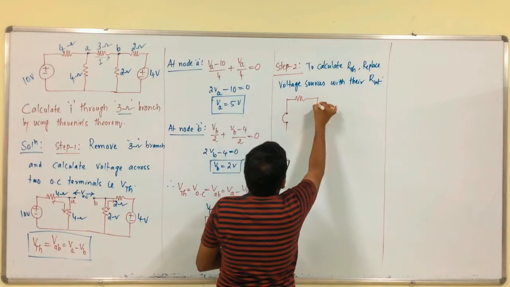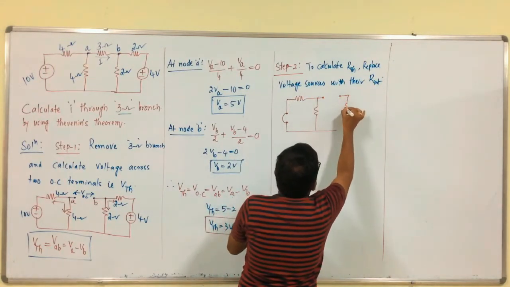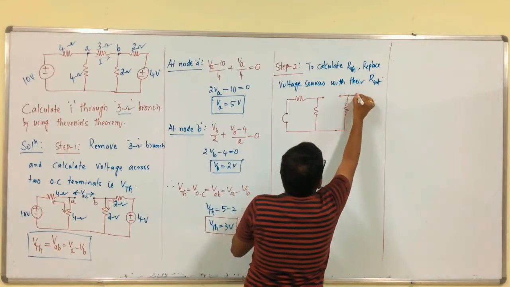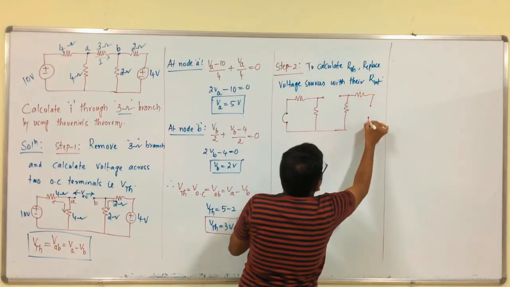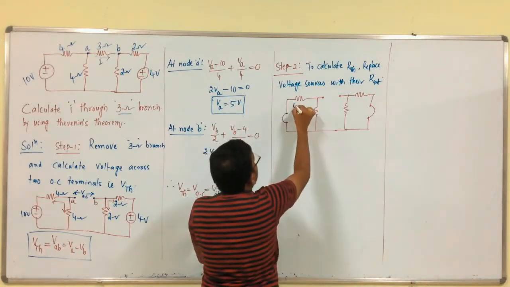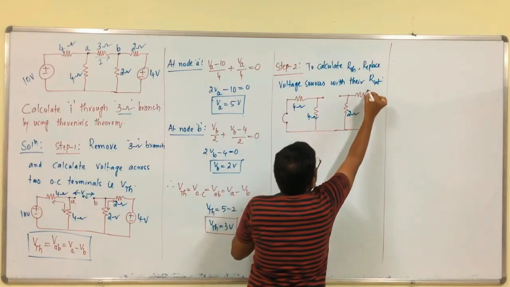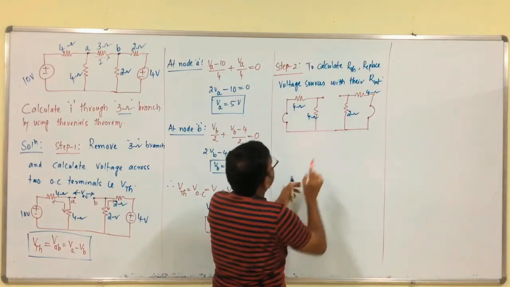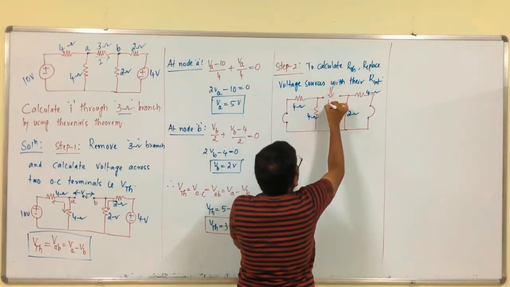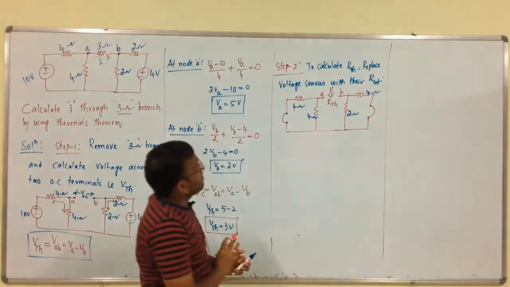and we have 4 ohm branch, we have 2 ohm branch, and this is short circuited again. This is 4 ohm, this is also 4 ohm, 2 ohm, 2 ohm. So, between these two terminals we have to calculate RTH. This is A, this is B.